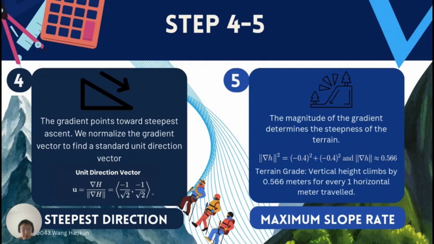And our final step, step 5, is about the maximum ascent slope. We find the magnitude, which is nearly equal to 0.566. So what does it physically mean? It means that for every 1 meter the hiker moves horizontally, they will go up by 0.566 meters vertically.